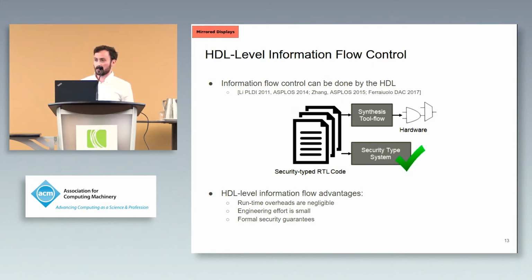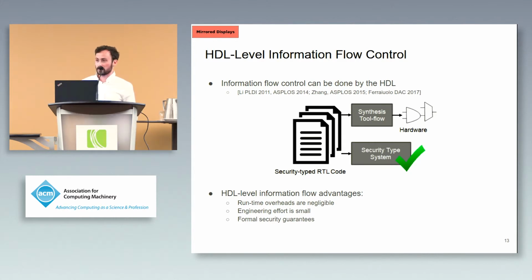In this approach, the code that describes the processor is annotated with security labels, and a type system ensures that the policies described by these labels are enforced. Once the type system deems that this hardware implementation is secure, the designer can then proceed with a conventional synthesis tool flow. And HDL level information flow control has a number of advantages.